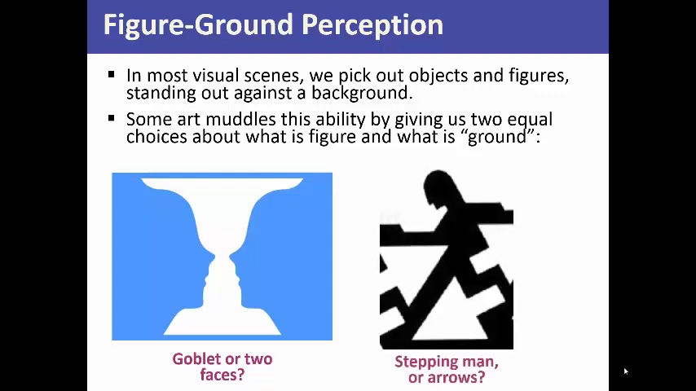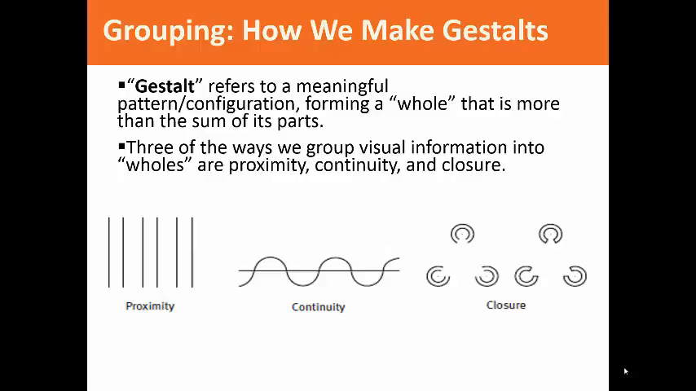And is this a stepping man? Is this somebody walking? Or these two arrows? So by looking at the front or the back, just by focusing on the white things, it's the arrows. The black is a man walking.